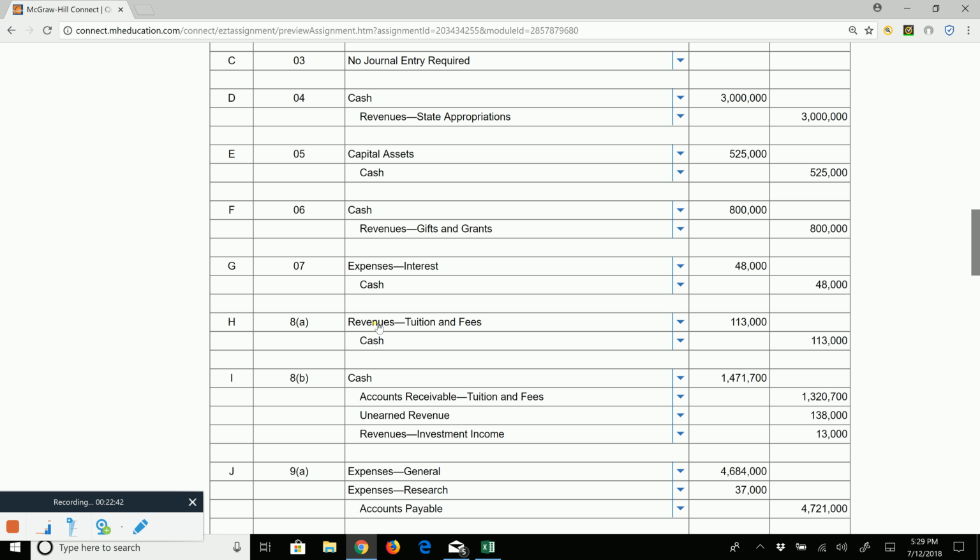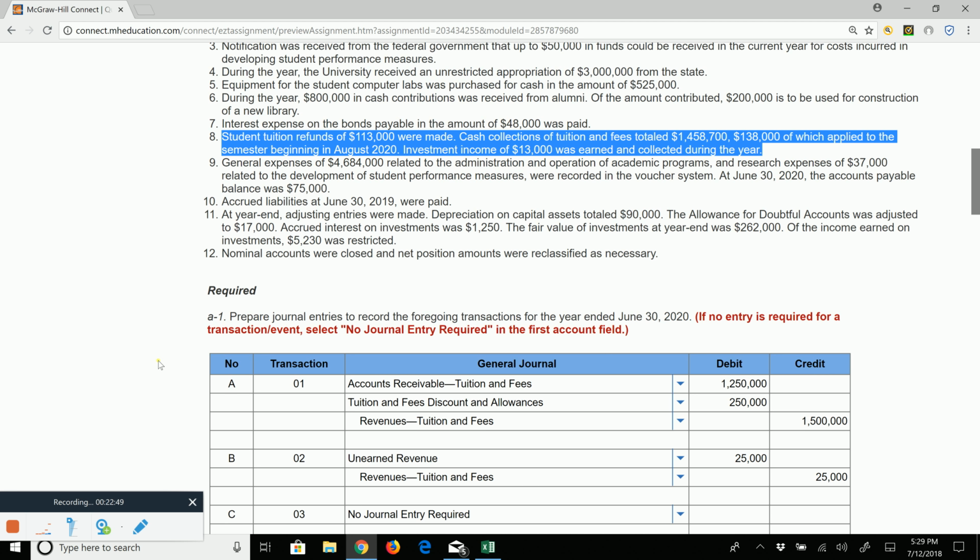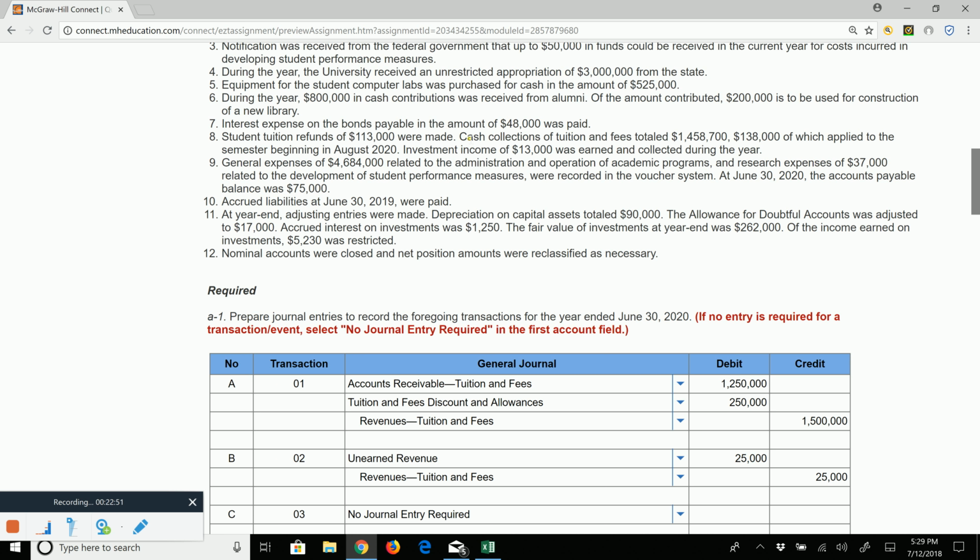There's no contra revenue account used when it comes to refunds. Debit the revenue and credit cash. That was part 1. Part 2, cash collections of tuition and fees.